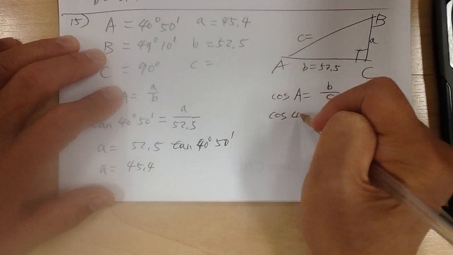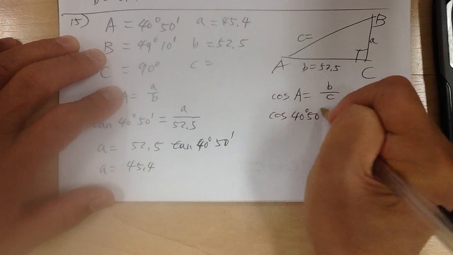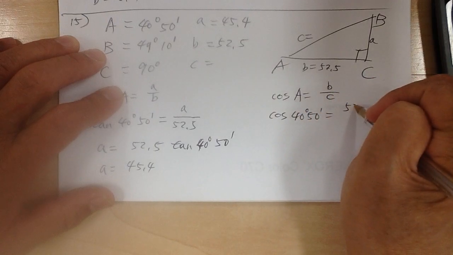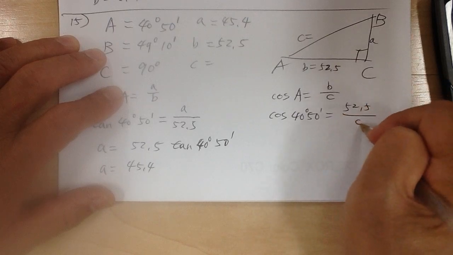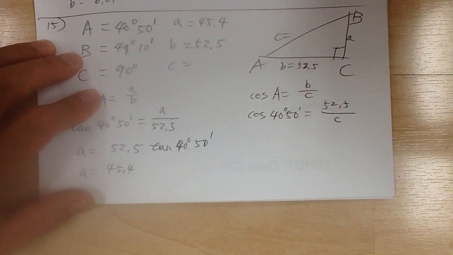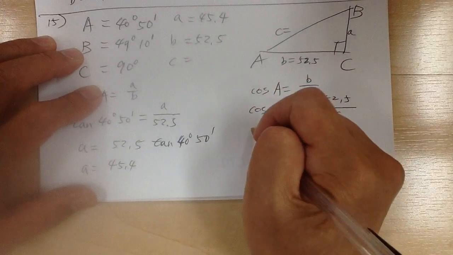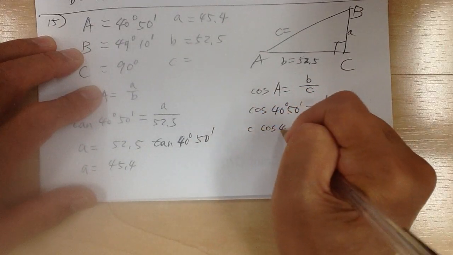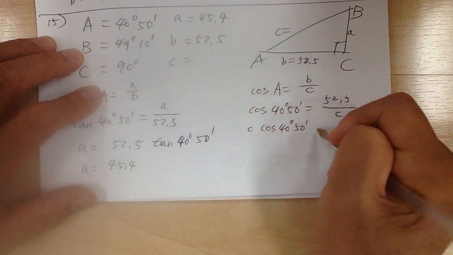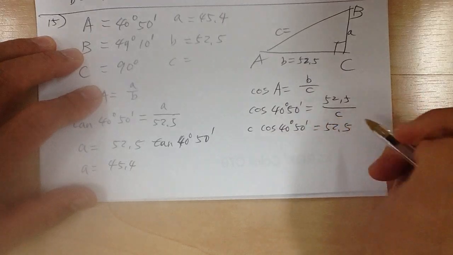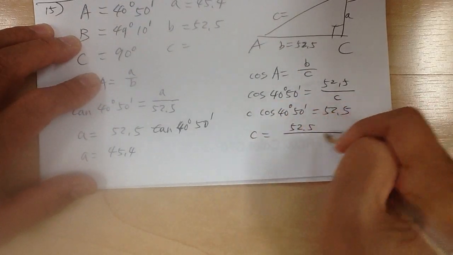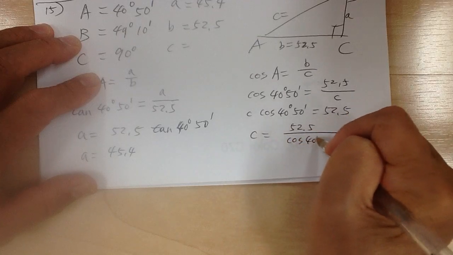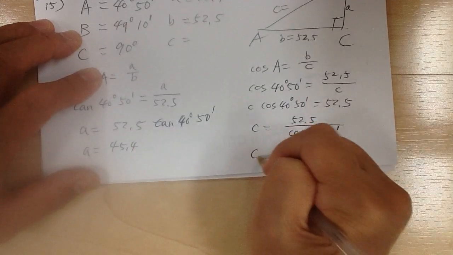So cosine of 40 degrees 50 minutes equal to 52.5 over C. Okay. So cross multiply. So C cosine of 40 degrees 50 minutes equal to 52.5. And you divide. So C equal to 52.5 divided by cosine of 40 degrees 50 minutes.